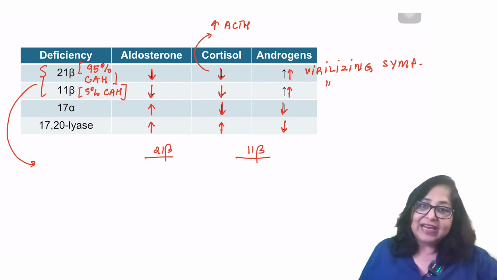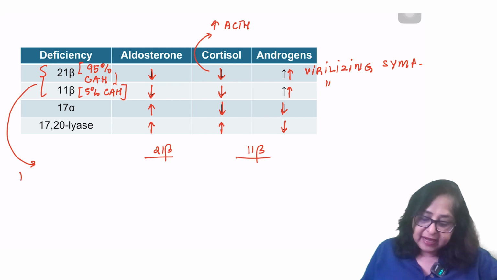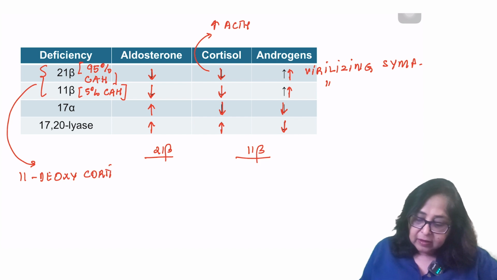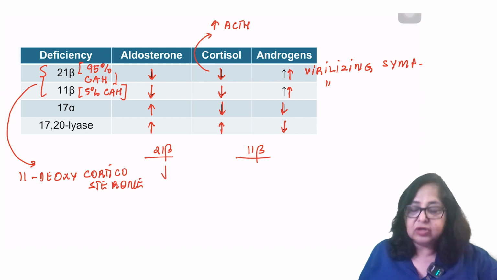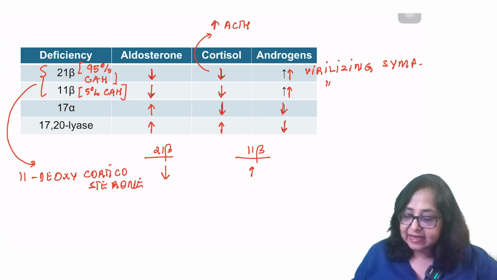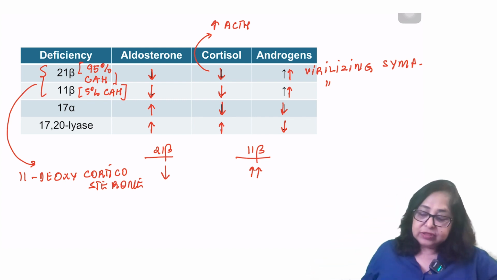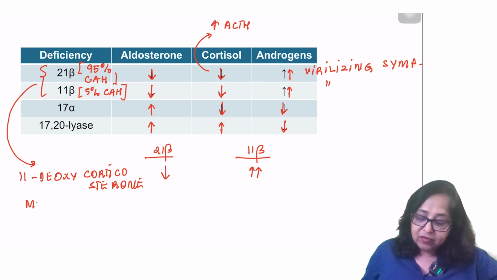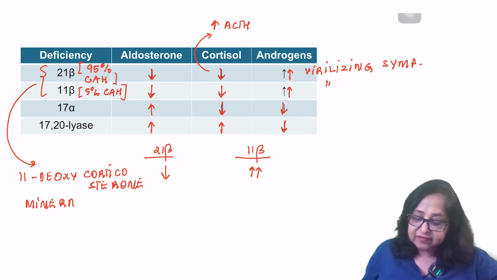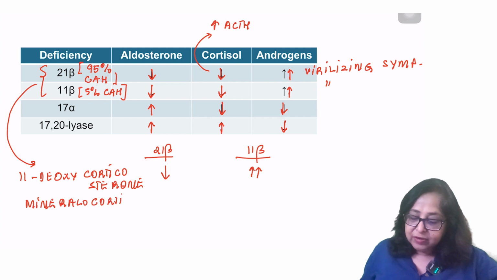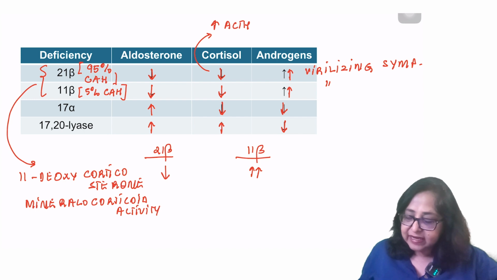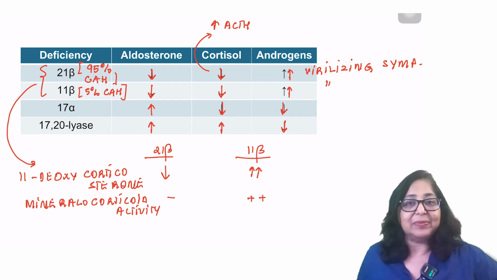In a patient of 11-beta hydroxylase deficiency, 11-deoxycorticosterone is absent in 21-beta, but in excess in 11-beta hydroxylase deficiency. Now, 11-deoxycorticosterone itself has mineralocorticoid activity. So, mineralocorticoid activity is present in 11-beta, absent in 21-beta.